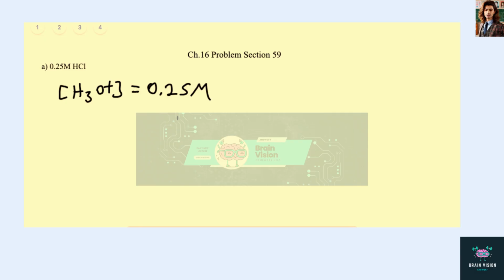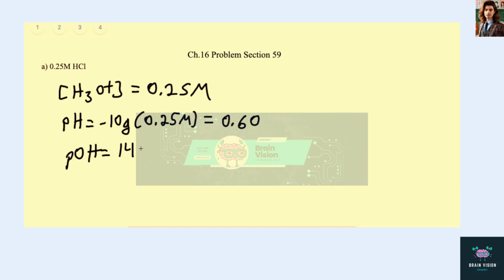To find the pH of the solution, we take the negative log of the concentration of hydrogen ion in solution, which comes out to 0.60. Now, given that the sum of the pH and pOH is always equal to 14, we can determine the pOH of solution by subtracting the pH from 14. pOH equals 14 minus the pH, which comes out to 13.40.